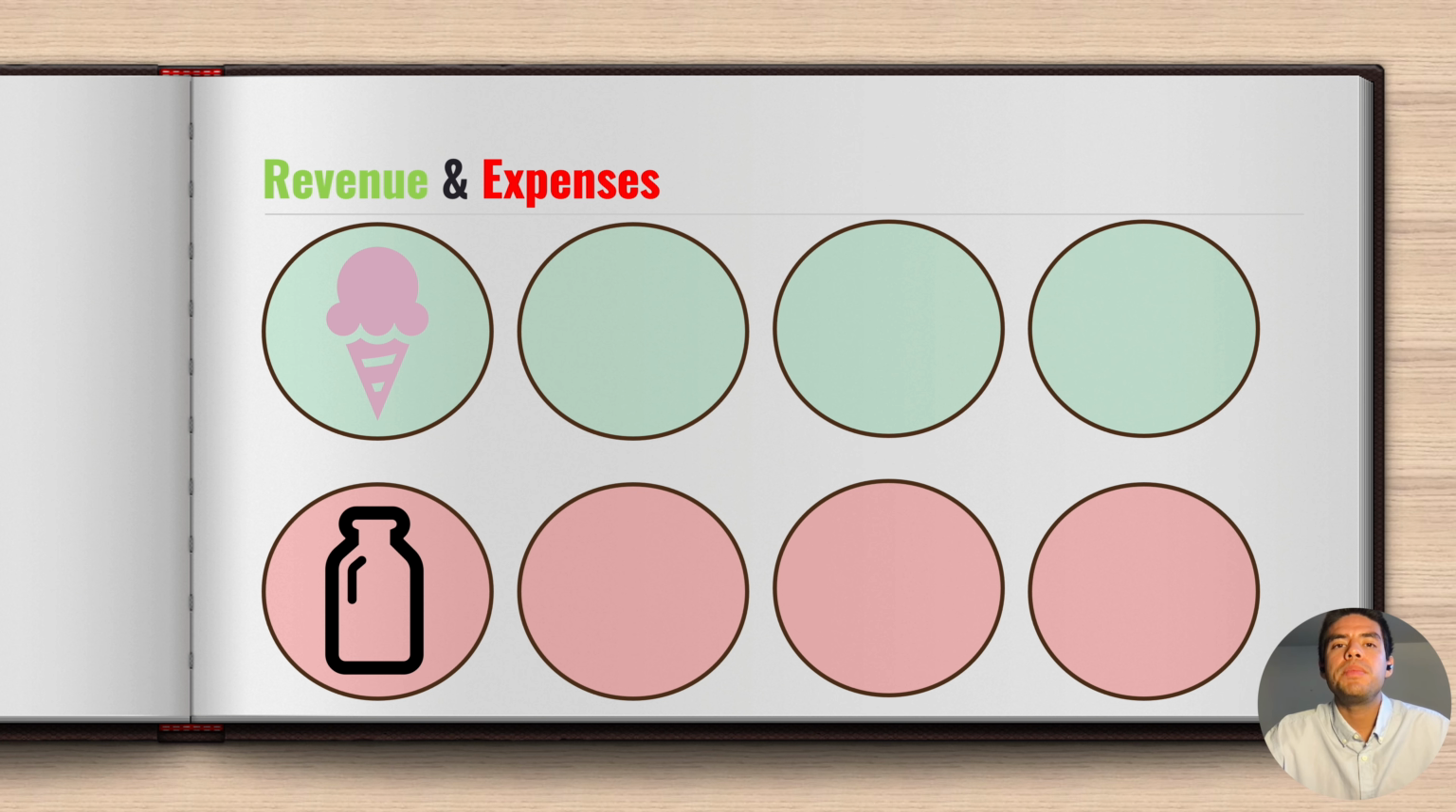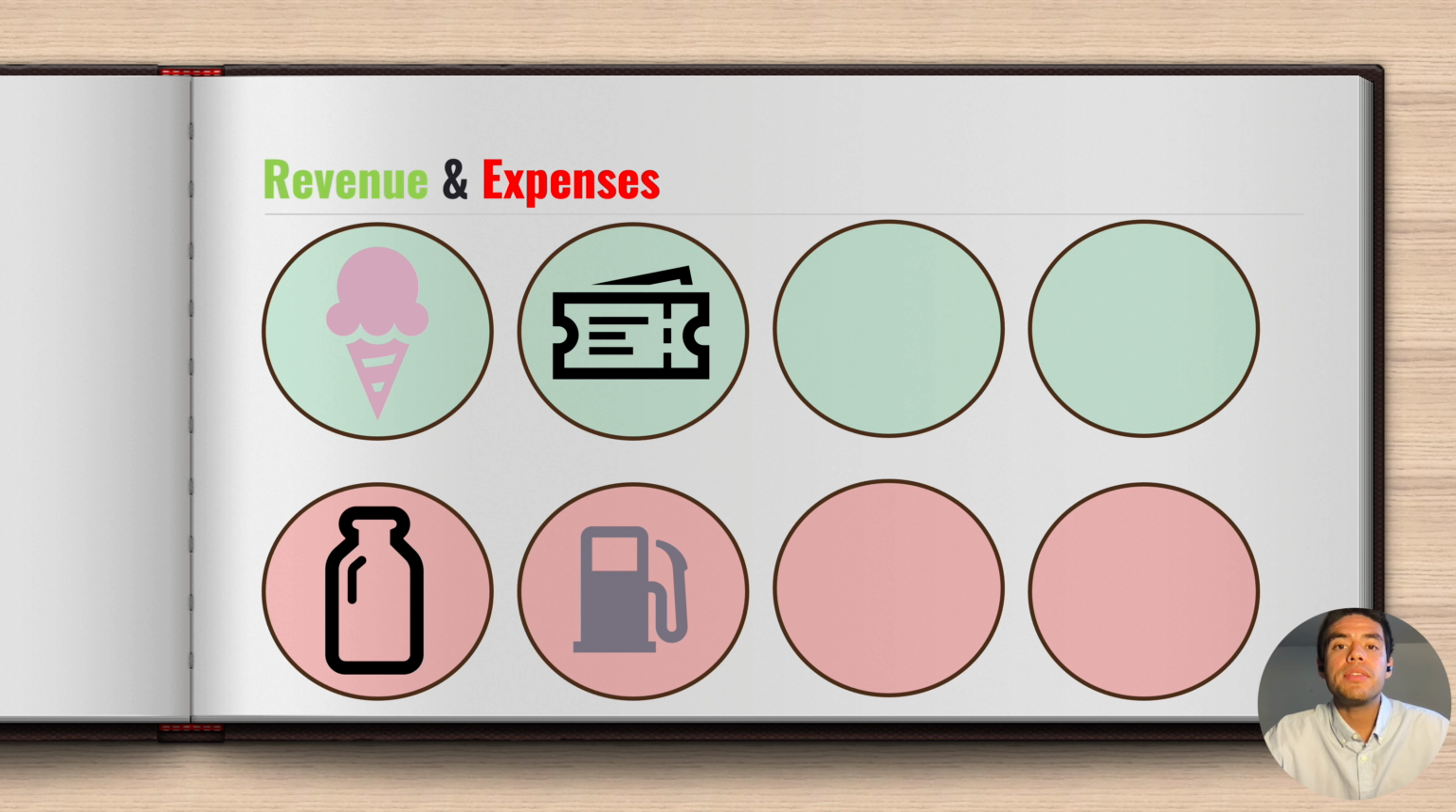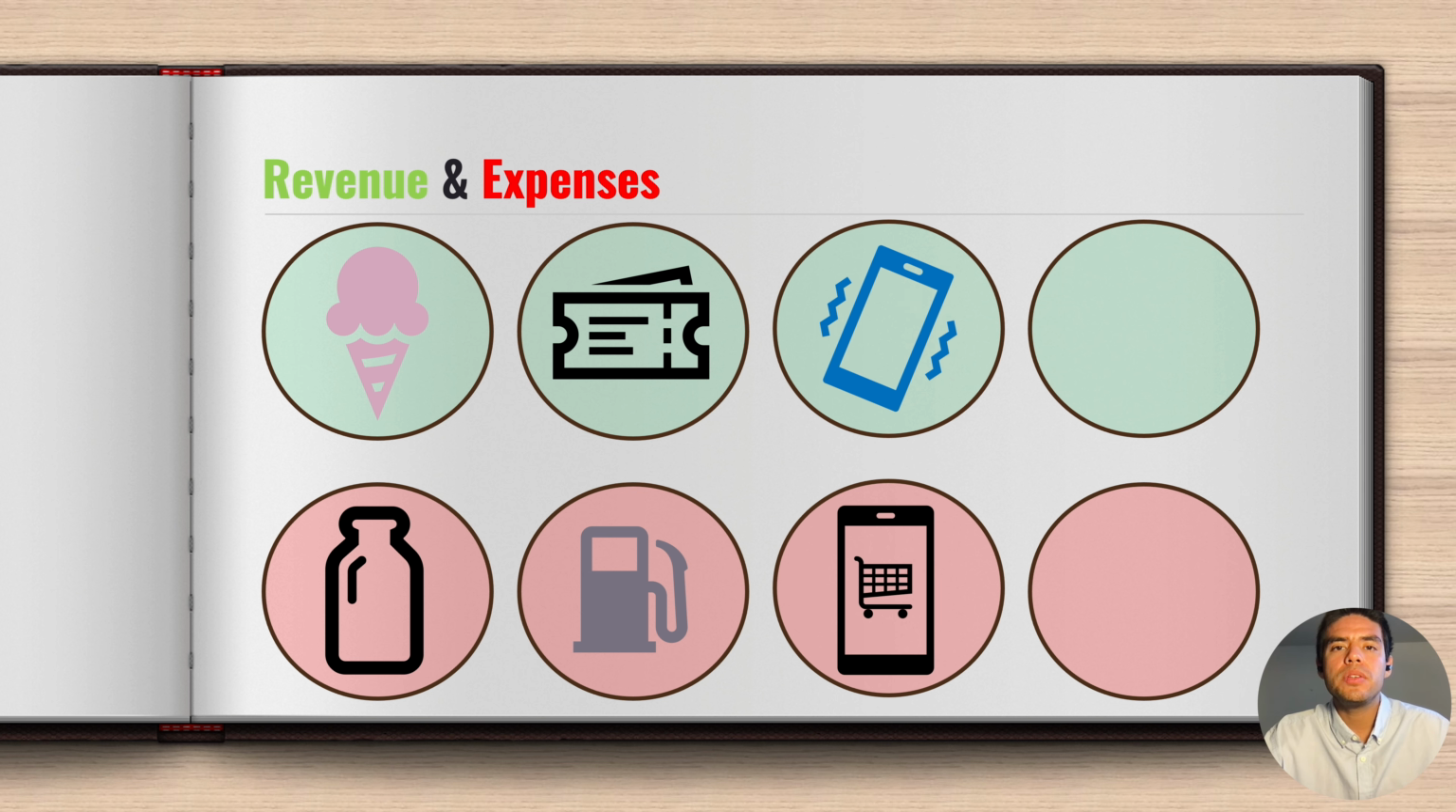The second example is a company known as Horizon Airlines. Its revenues could come from ticket sales, whereas its expenses could include airline fuel. Third example is Tech Gadget Innovations, a company that sells technology. Its revenues would come from smartphone sales, whereas its expenses include marketing costs.